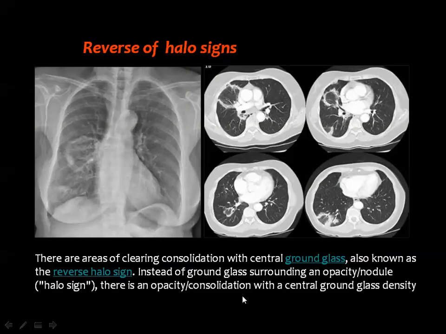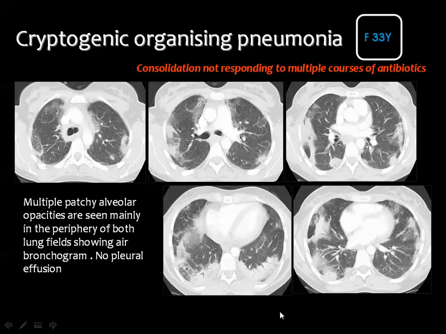Then, if you have a chest X-ray like this, you may feel that this is the reverse of halo sign, and you confirm the diagnosis by high-resolution CT, and you see the central part of the lesion showing ground glass, while the peripheral part of the lesion is more dense and thick. Then you may think of cryptogenic organizing pneumonia if you see this finding. One of the very important suggestive findings is the loss of response to multiple courses of antibiotics.